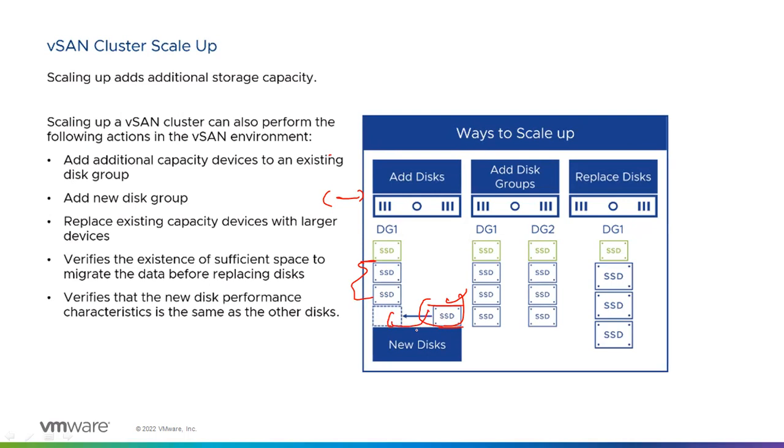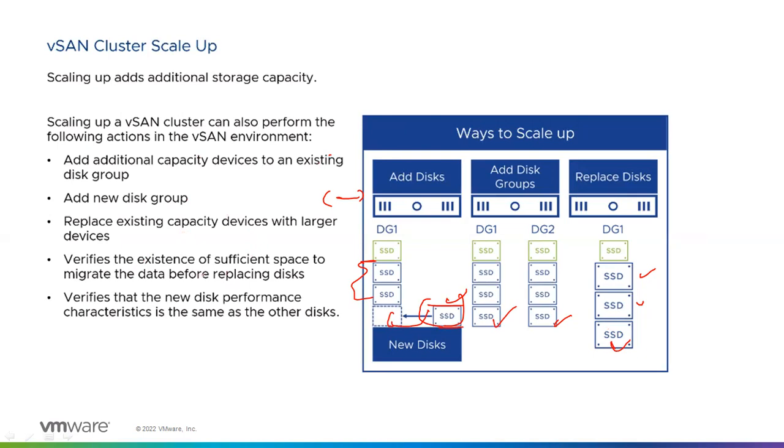But the important thing is that we have to do a homogeneous activity on all hosts. If we are adding one capacity disk on one host, then we have to add the equivalent capacity disk on the other hosts as well. This is how, specific to scale up activities, you can perform it.